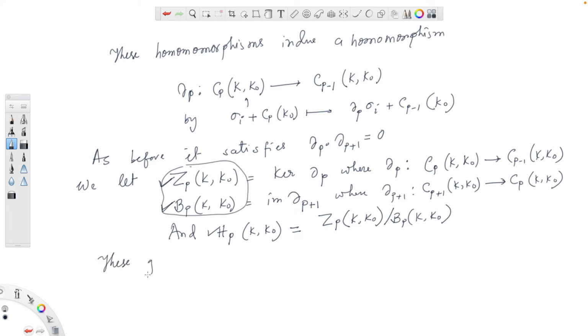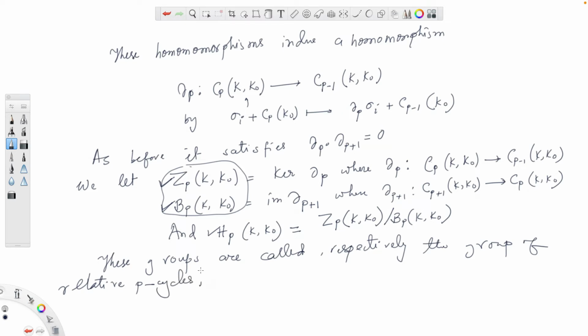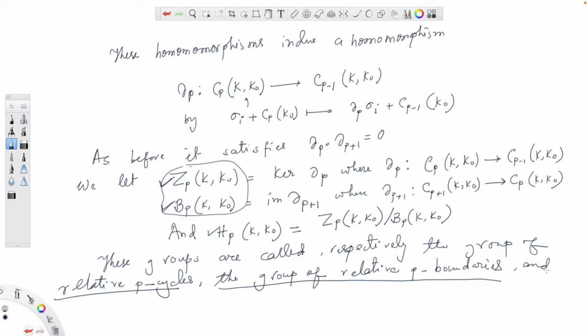These groups are called respectively the group of relative p cycles, the group of relative p boundaries, and the relative homology group of K modulo K0 in dimension P.